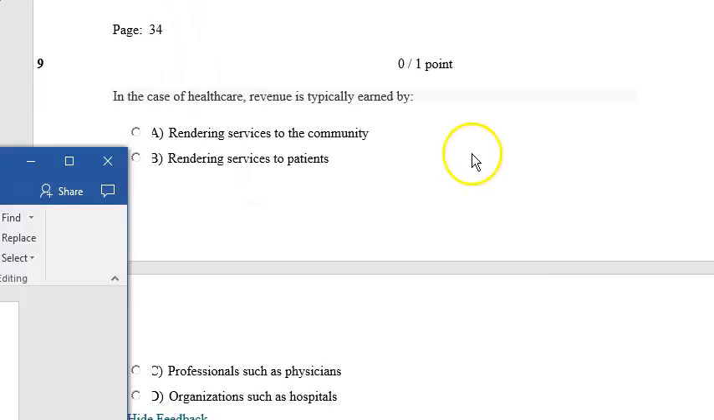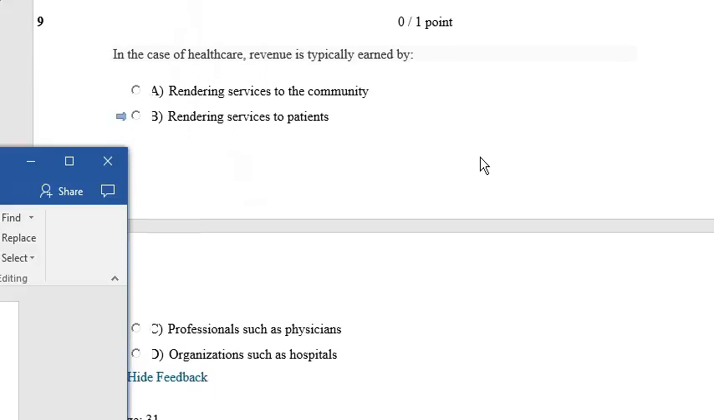In the case of healthcare, revenue is typically earned by, and our choices, sorry, this is actually extending on a couple of pages here, so we're probably going to see the answer as I scroll up. But how do you earn revenue? Rendered services to the community, not so much. Rendered services to patients, hey, that sounds good. And of course, that's the correct answer.